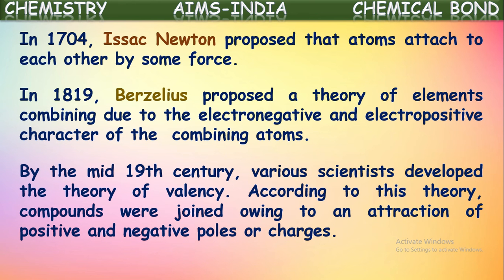By the middle of the 19th century, various scientists developed the theory of valency. According to this theory, compounds are joined owing to an attraction of positive and negative poles of the charges. So by the 19th century, different scientists had proposed different theories based upon valency. According to this theory, atoms with opposite charges are attracted together and hence form a compound.